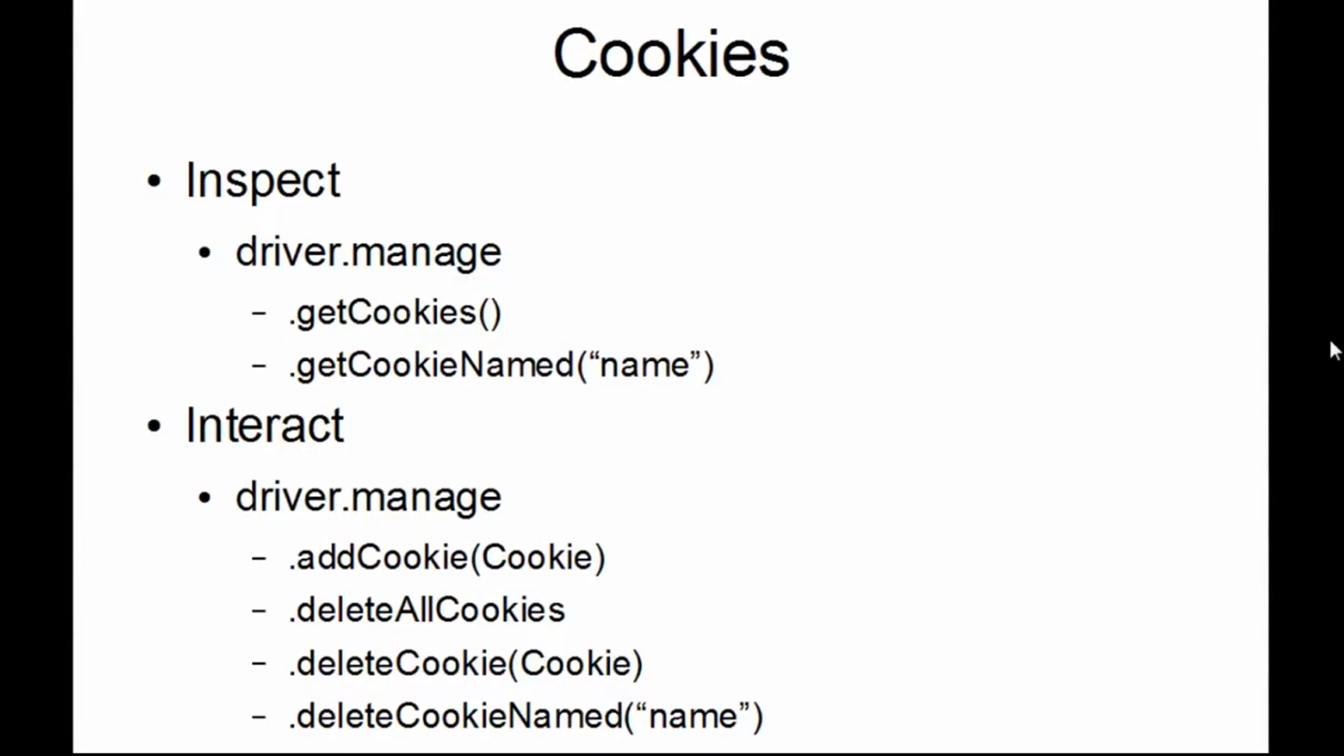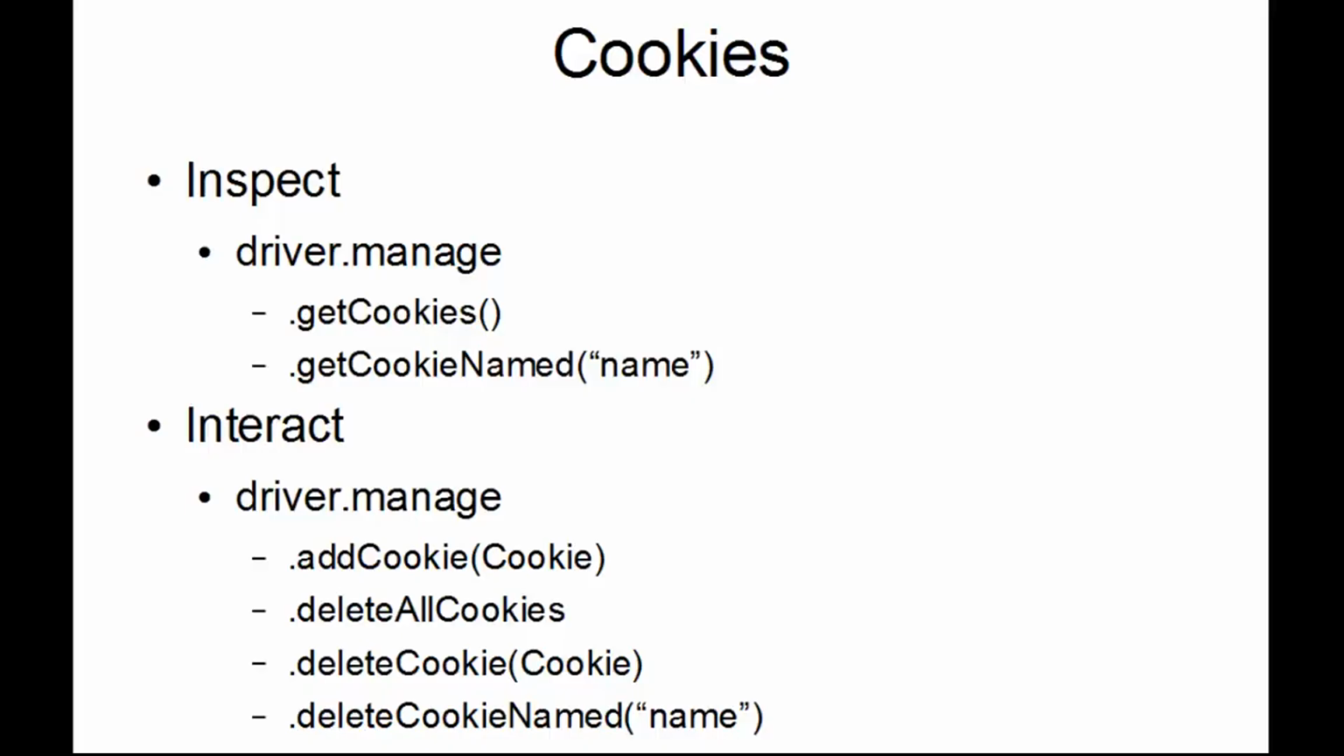So on manage, we do driver.manage.getCookies, and that will return a list of all the cookies. We can get specific cookies, get cookie named, and then the name of the cookie. And we can interact with these cookies and change them. So we can driver.manage.addCookie, and then there's a specific cookie object that we can create and add. We can delete all the cookies, or delete a specific cookie, or delete a specifically named cookie.